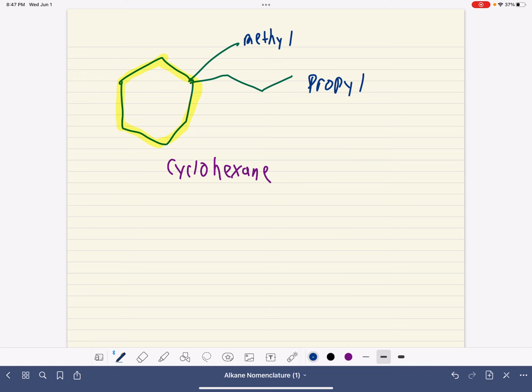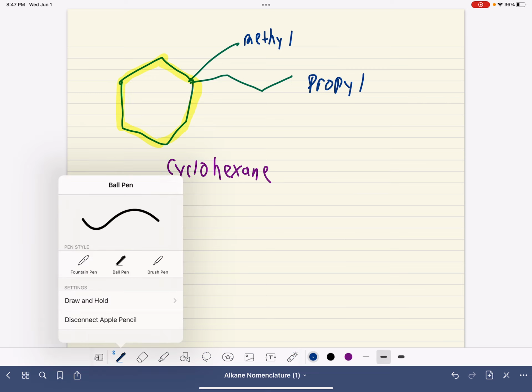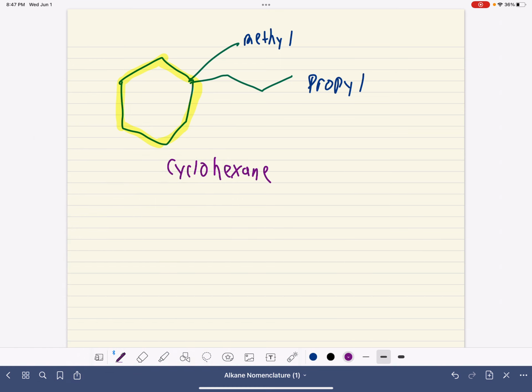The next step would be to number the chain, or number the ring in this case. But here it doesn't matter if you number it going clockwise or counterclockwise because it's all attached to 1 carbon. So if I was to go 1, 2, 3 this way, or 1, 2, 3 this way, it doesn't matter because all the substituents are in one single position. So I will just arbitrarily start here and number 1, 2, 3, 4, 5, 6.